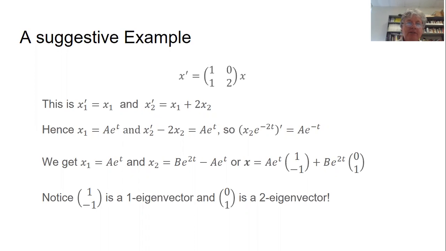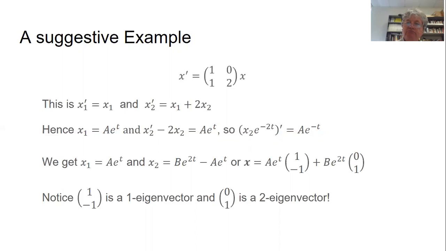I've got there a system that I've written in matrix form and also just in equation form. If we look at the equations, we've got x1 prime equals x1. Well, the solution to that is, of course, e to the t, and we can multiply that by any constant. We plug that back into the second equation, and we see that we have a linear equation. We know how to solve that. We just multiply by the integrating factor, which is e to the minus 2t.